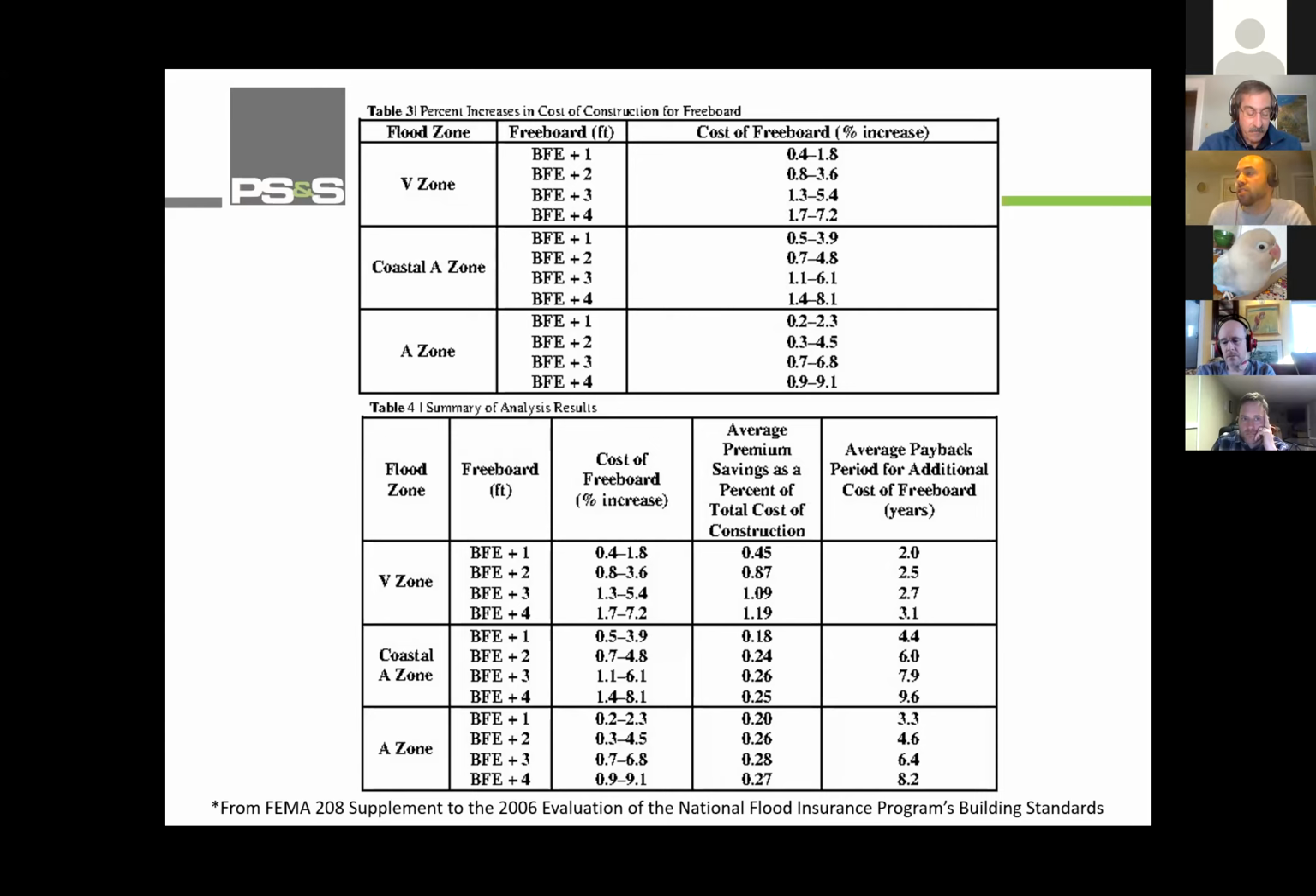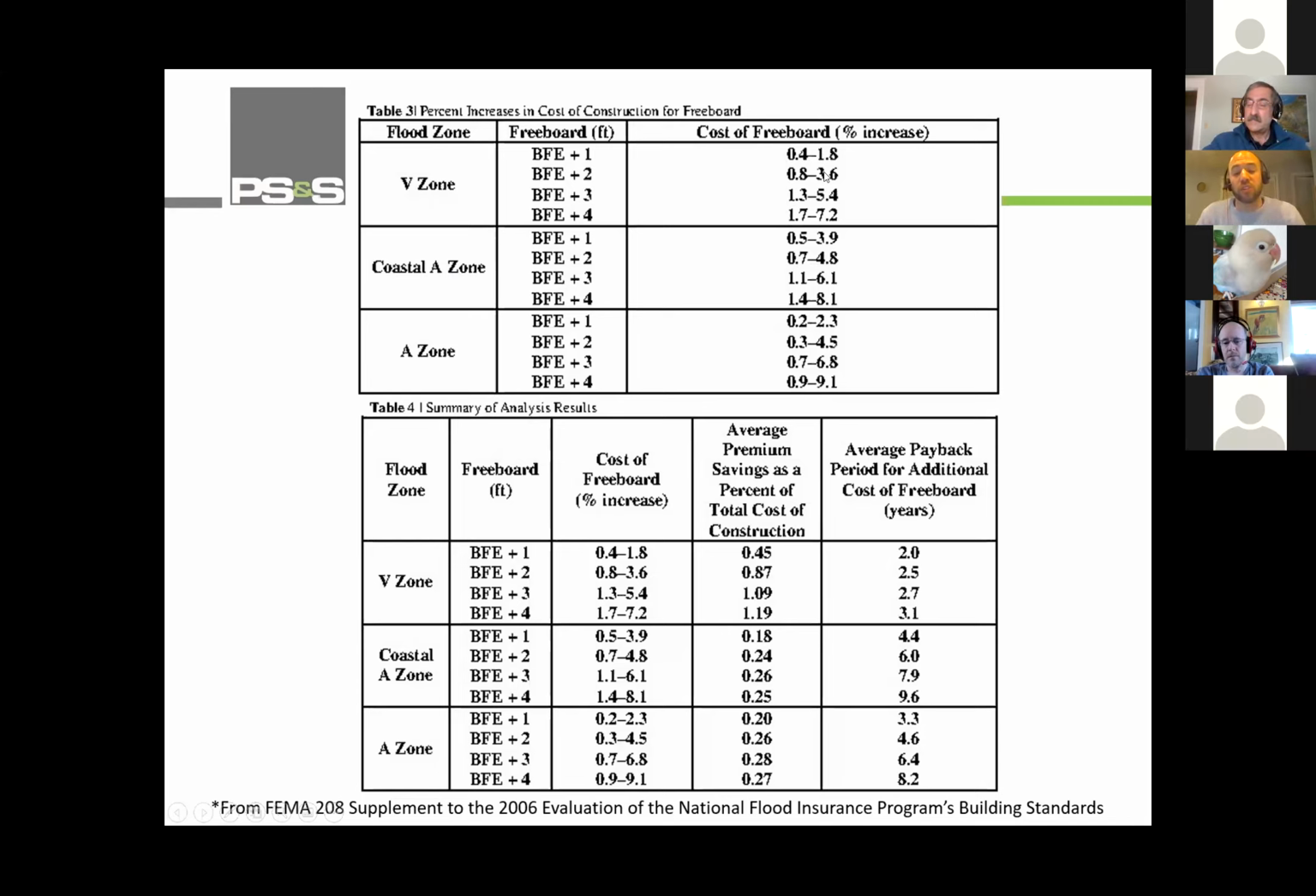And they looked at here, they took what's the average cost to build it, and then what would be the increase in cost if they were to raise it 1 foot, 2 feet, 3 feet, and 4 feet. So they did this and split it up into V zone construction, coastal A zone construction, and A zone construction. And they had a range here for it's going to be like for a V zone, if you raise it 1 foot, it would be 0.4 to 1.8% increase in construction cost.